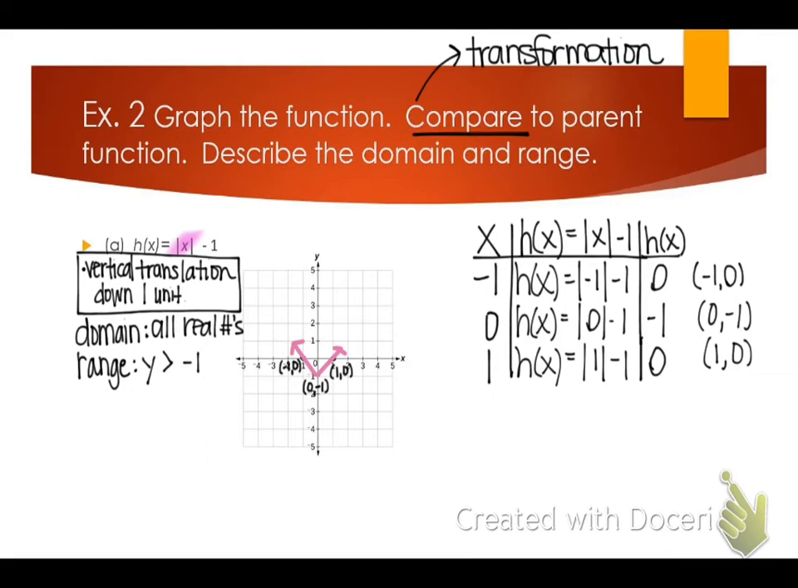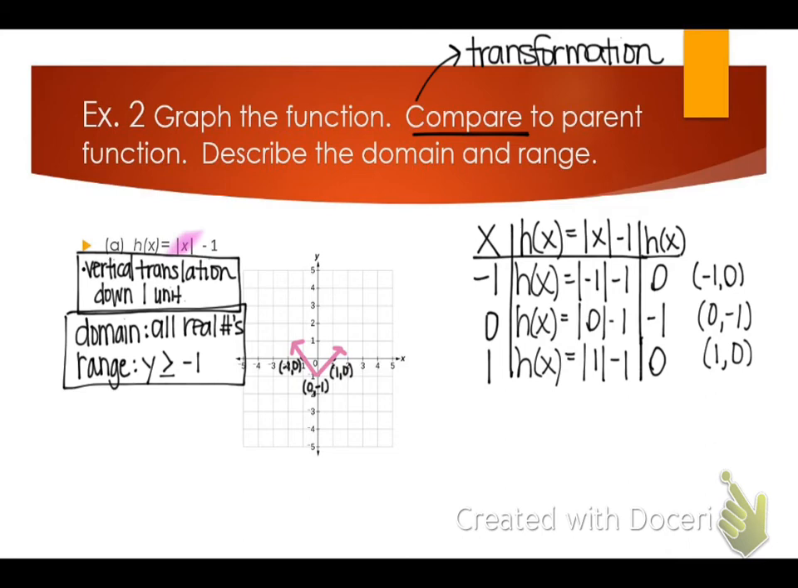Is it just greater than, or is it greater than or equal to? The graph actually hits the -1, so we have to include it in our answer. So the range is y is greater than or equal to -1. Now let's do it again.